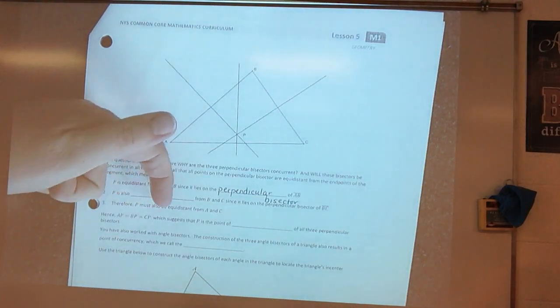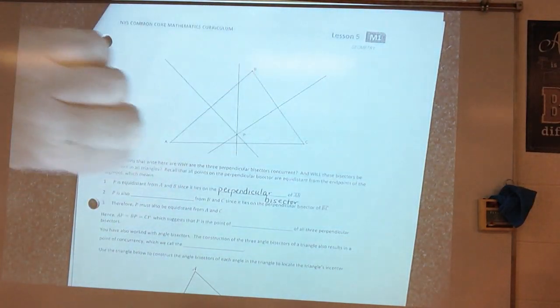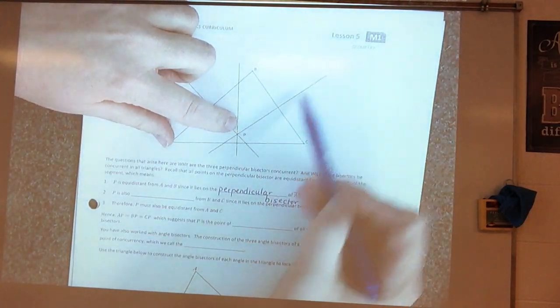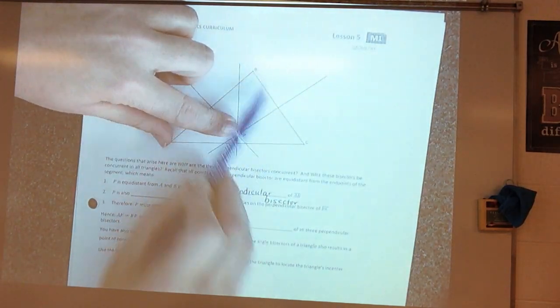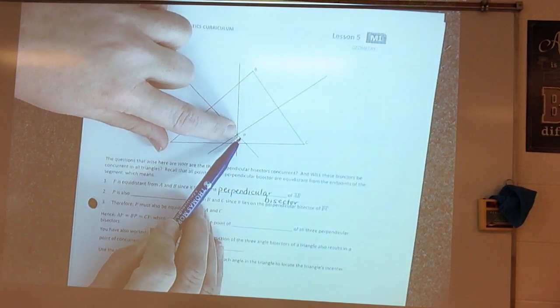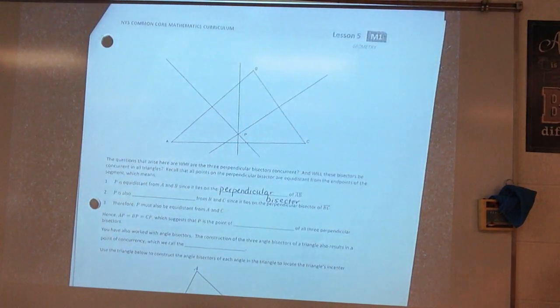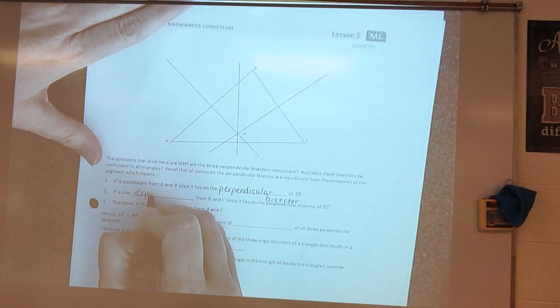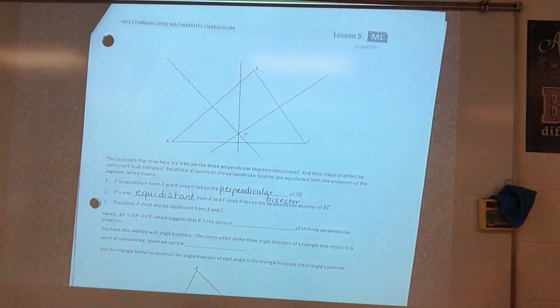P is also blank from B and C, since it lies on the perpendicular bisector of BC. So now we're switching to this one. P is on the perpendicular bisector of BC. So what do we know about the distance from P to C and P to B? We know that it is equal. So P is equidistant from B and C, since it lies on the perpendicular bisector.